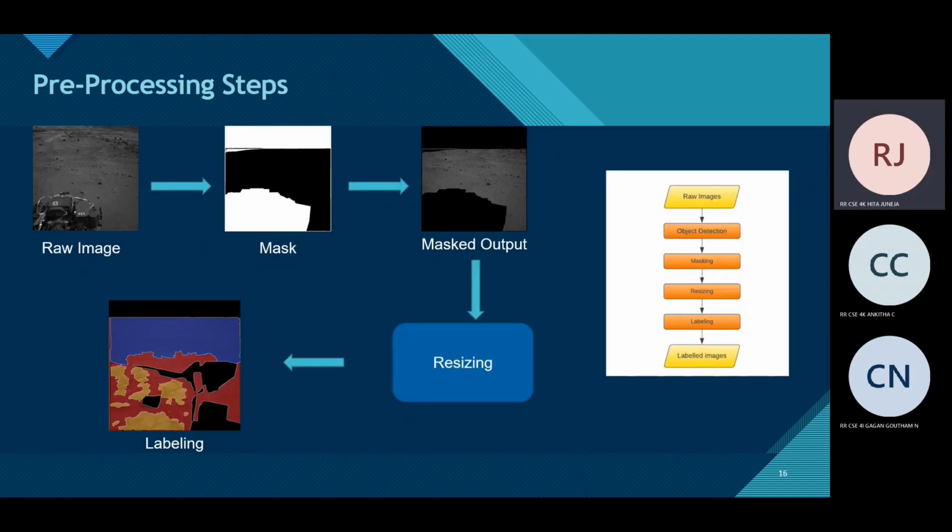Next. These were the steps involved in pre-processing. First, we took the raw image and its corresponding masked image in the original dataset and used a masking function such that the rover, as you can see, and the horizon are blacked out. After this, we resized the images to 512 by 512, and then we labeled. This is a different image for labeling. Purple shows rock, red is for sand, and yellow denotes soil. This was manually labeled. Next.